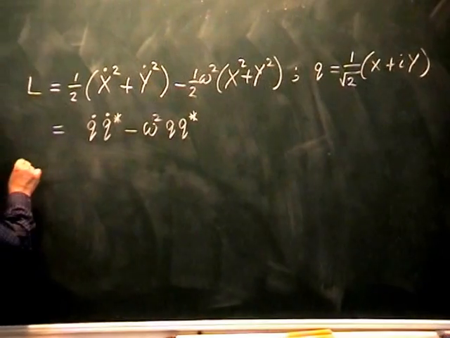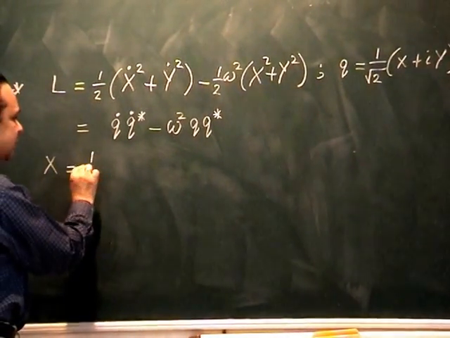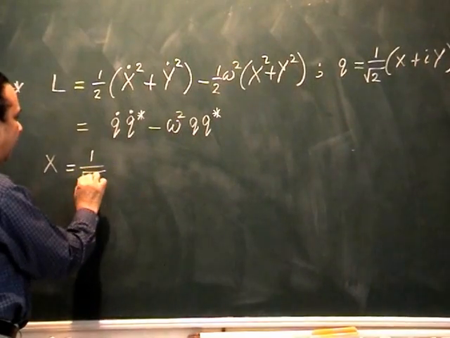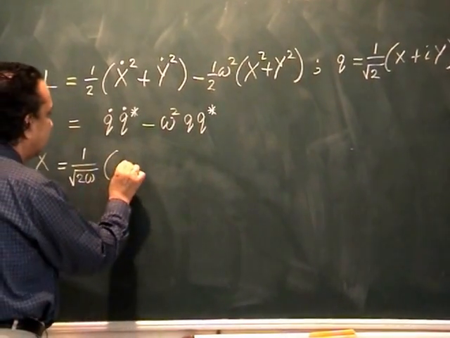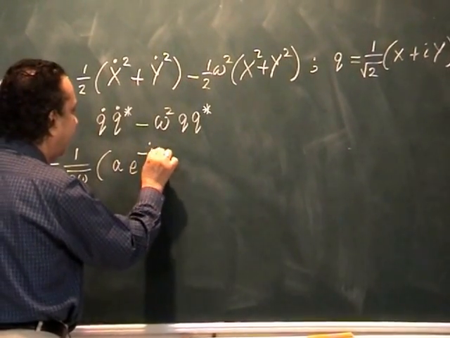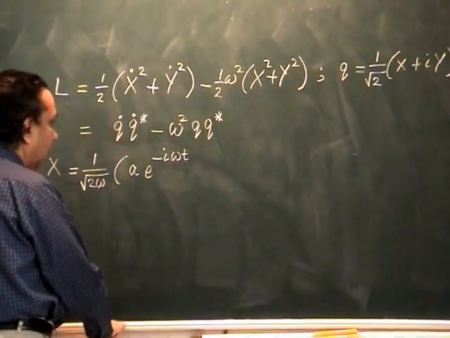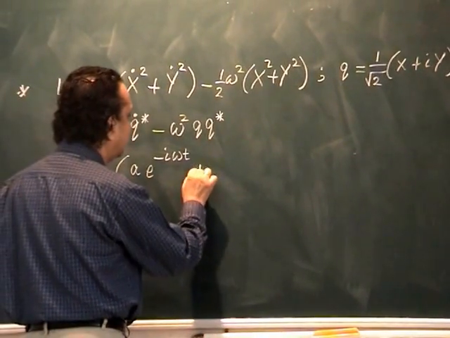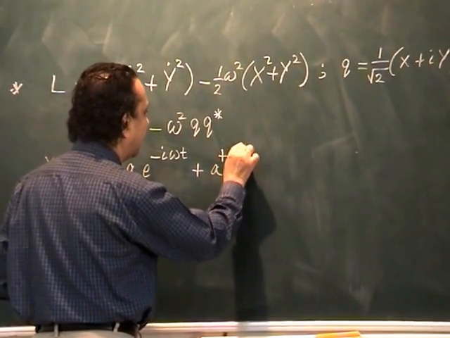Normally, we would have associated with capital X a set of creation and annihilation operators, standard commutation rules and all that, which is 1 over root 2 omega, some a e to the minus i omega t plus a dagger e to the i omega t.